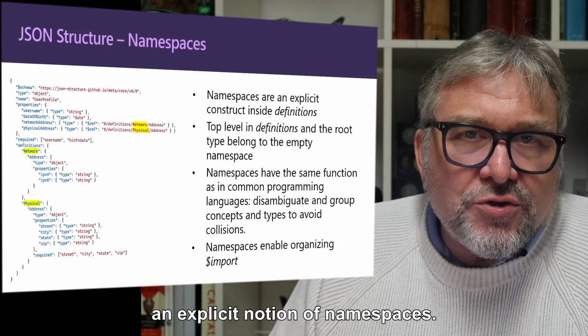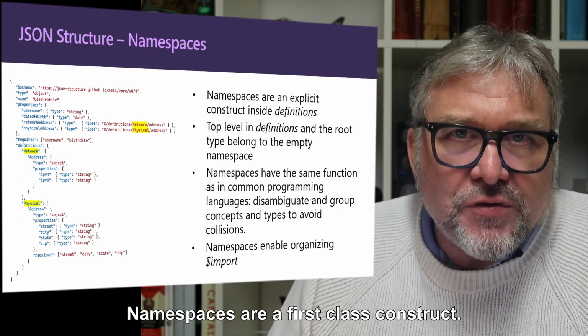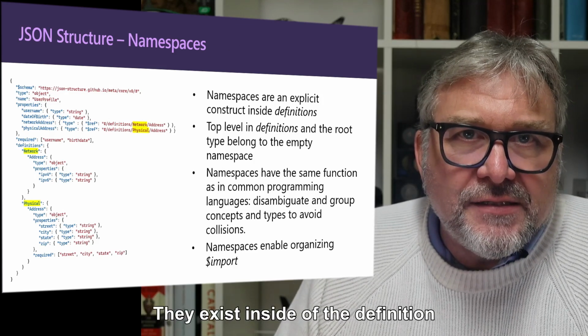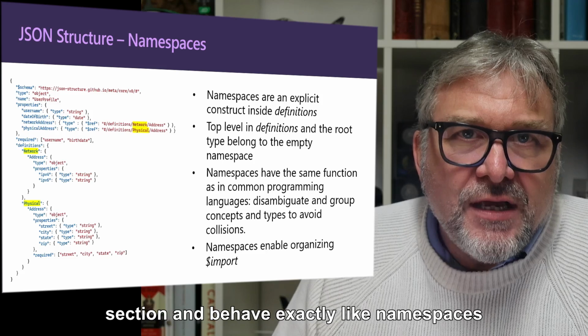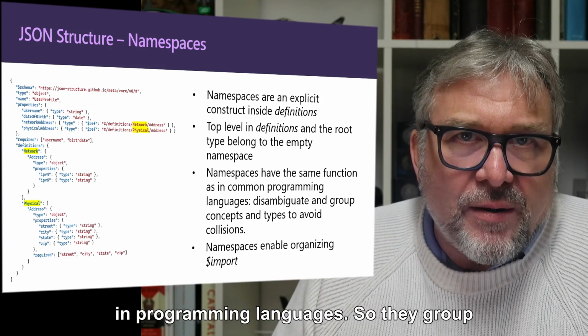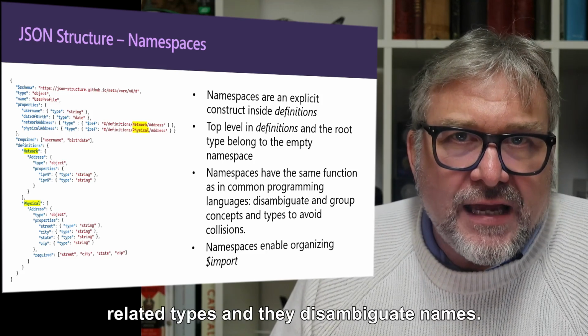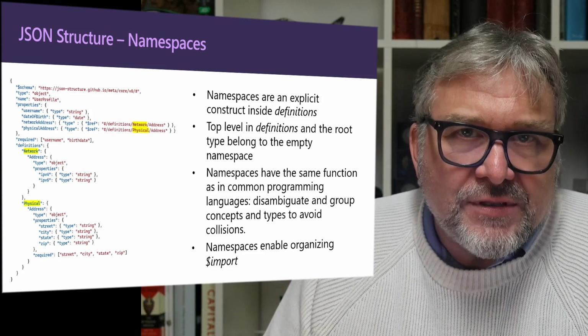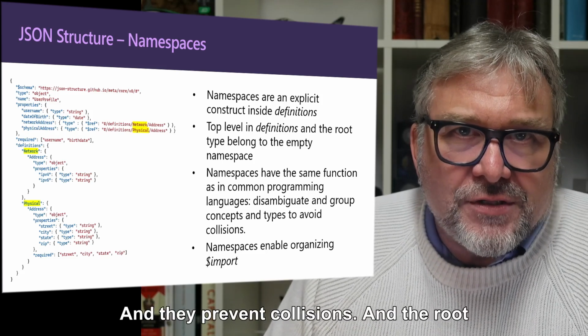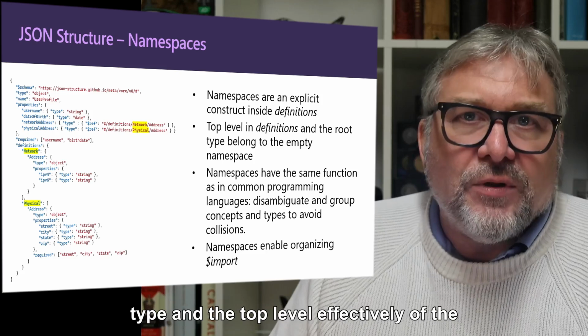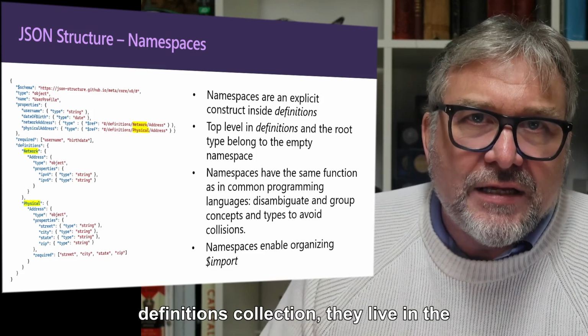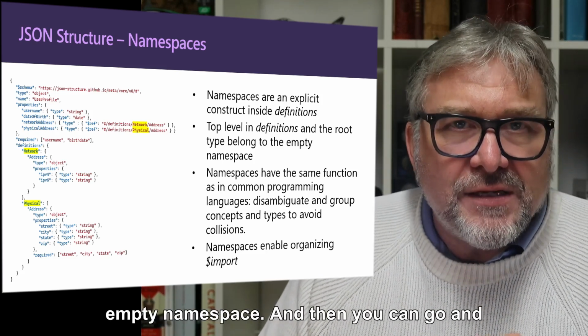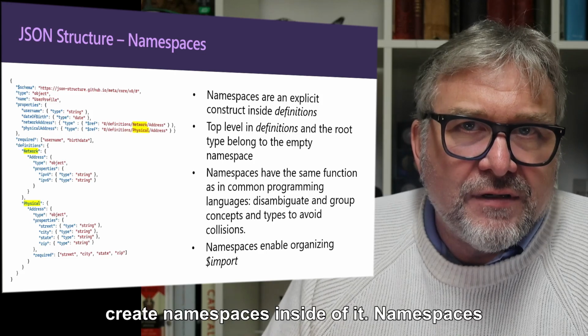There's an explicit notion of namespaces. Namespaces are a first-class construct. They exist inside of the definitions section and behave exactly like namespaces in programming languages. So they group related types and they disambiguate names. And they prevent collisions. The root type and the top level of the definitions collection live in the empty namespace, and then you can create namespaces inside of it.